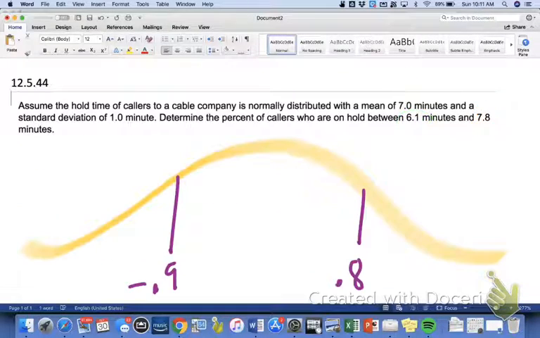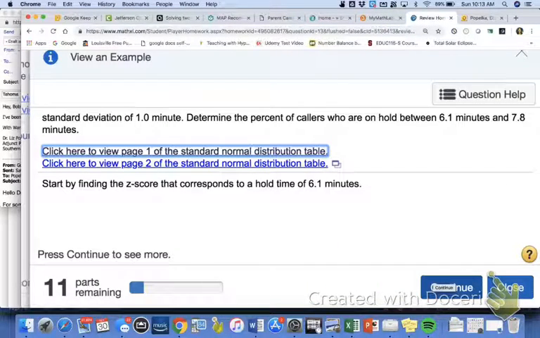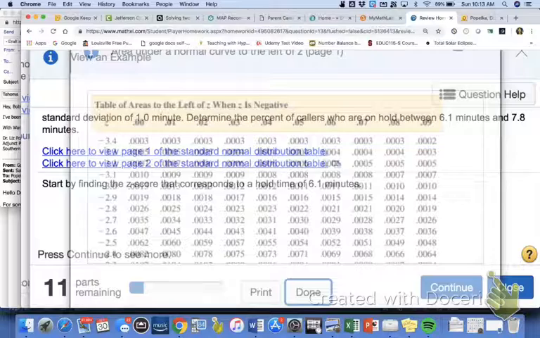What are we going to do with them? So this is definitely not drawn to scale, but basically what we're trying to do is find the percent of callers who fell in between a negative z-score of 0.9 and a positive z-score of 0.8. And we're going to need to use the normal curve table to figure that out. So that's when I need to go to these normal curve tables that are given to us with the question. Page 1 is the one that has the negative z-scores, so I am going to look here.